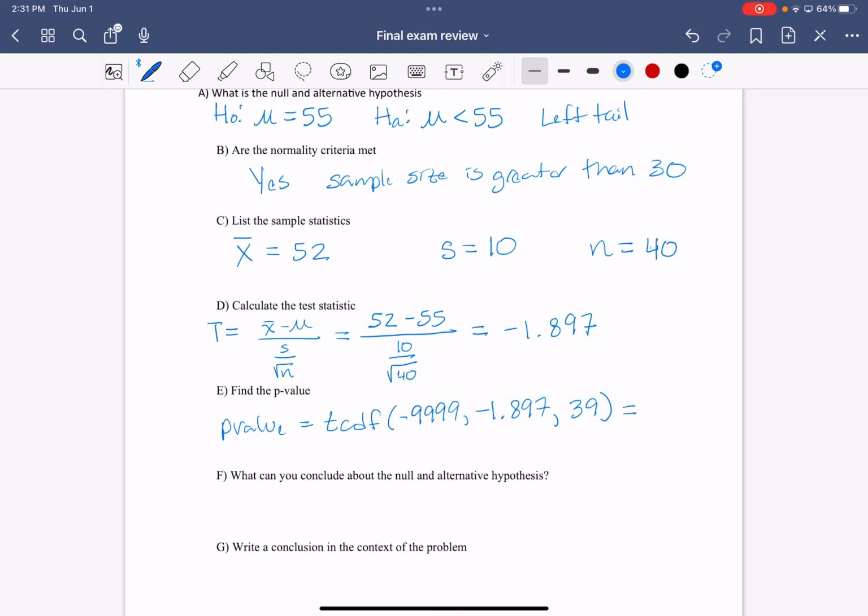Wait a minute, I can't find the TCDF. Oh, there it is. I'm getting, rounding it, 0.033. Any questions?